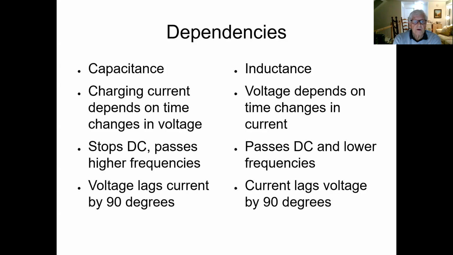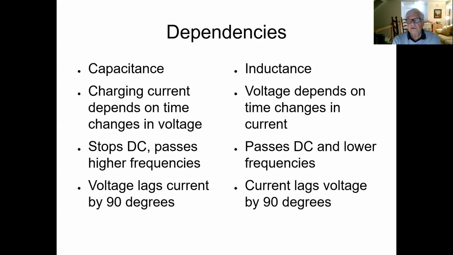What we get, though, is that voltage lags current by 90 degrees in the case of a capacitance. So what this really says is that you need to charge it up first before you get a voltage. So current leads the voltage. You charge it up and you get a voltage.